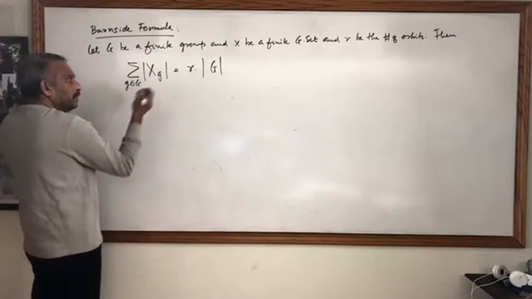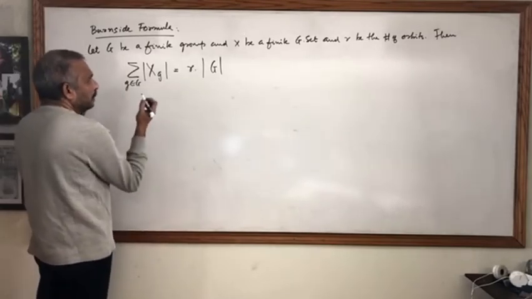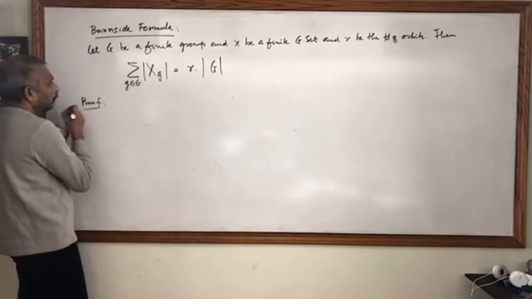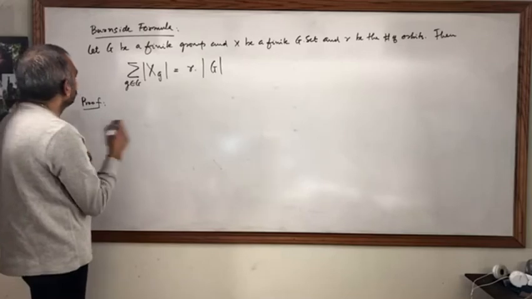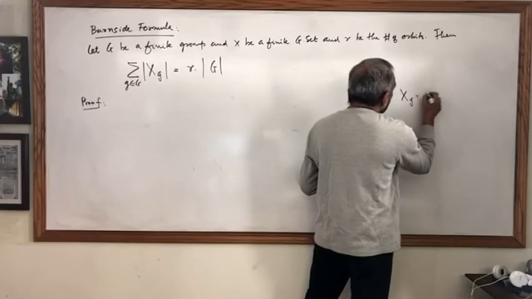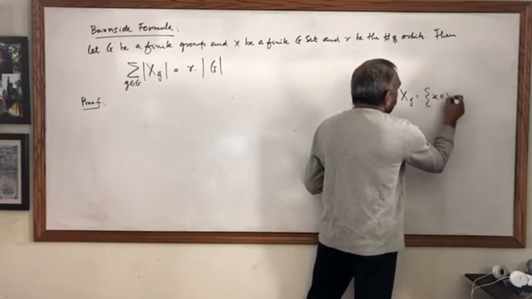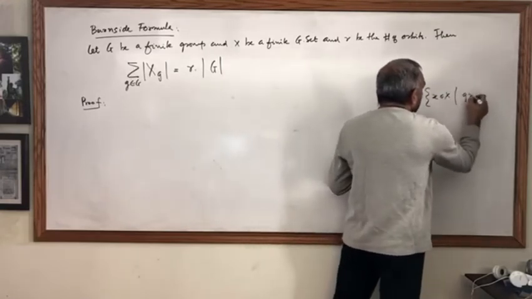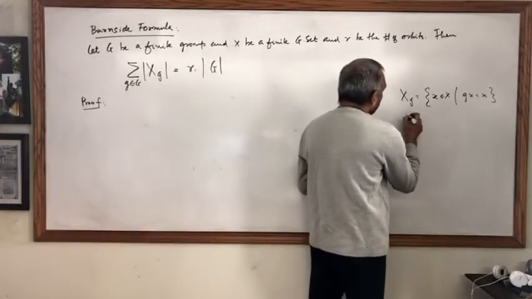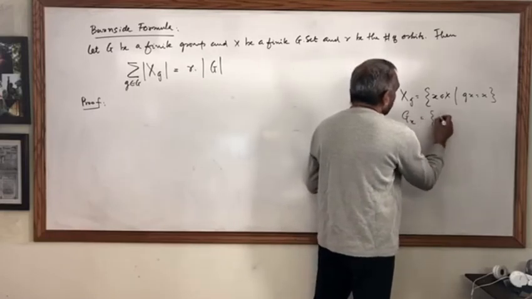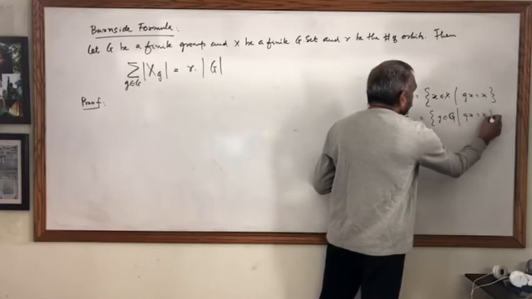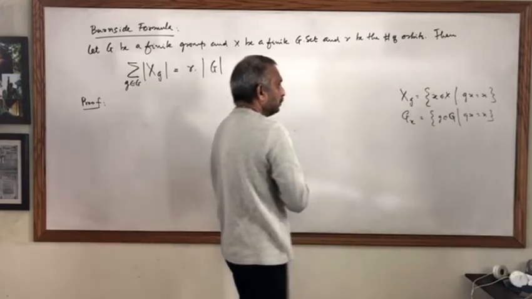So it is a very simple proof. There is not much complication in the proof. So what is X_g? X belongs to X such that gx equal to x. Similarly, what is G_x? G belongs to G such that gx equal to x. We are going to use both of these.